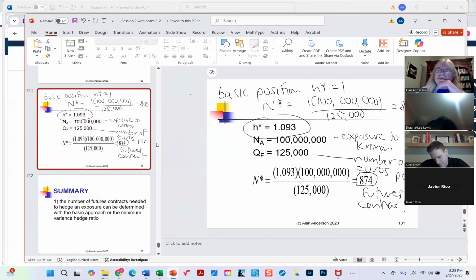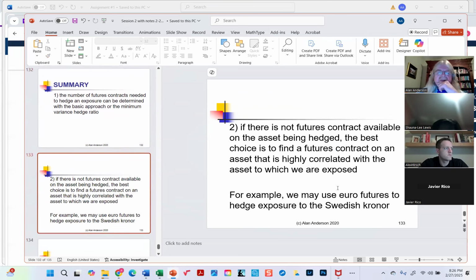Now here's another example. What if instead the contract size is 125,000? Well, in that case, it turned out to be about 874. So in other words, the 1.093 is the ratio of how much of the futures position you should have relative to the size of your spot position. And then we have to divide that by the size of a contract.